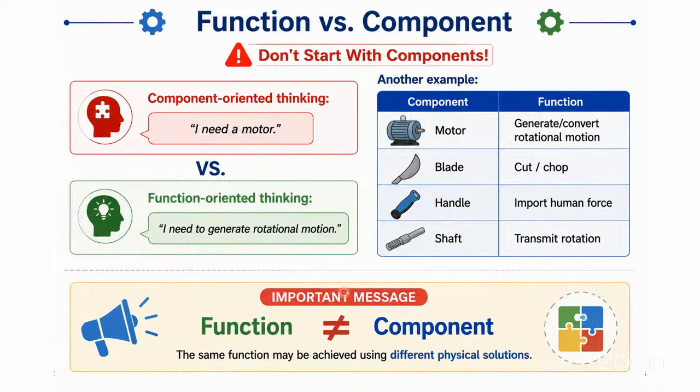Like that, we have few more examples. If you take the function cutting or chopping, it can be done by the component blade. Then we would like to import human force, that can be done with the help of handle. Or another example is you want to transmit rotation, for that you can make use of shaft. So the important message that I wanted to convey here is that component is not same as function. The same function may be achieved using different solutions or different components. So the functionality is our aim here, not the component.